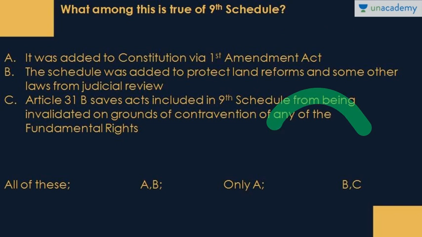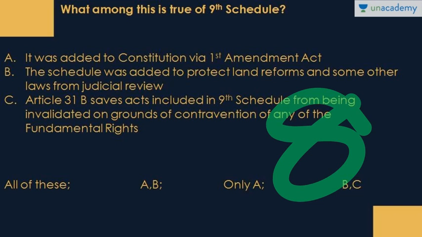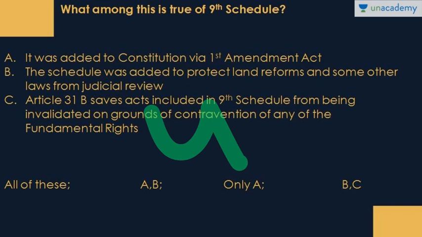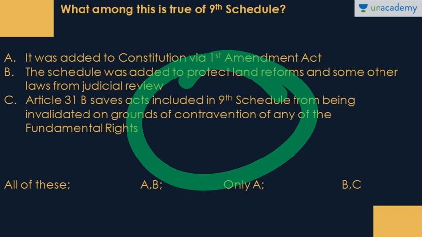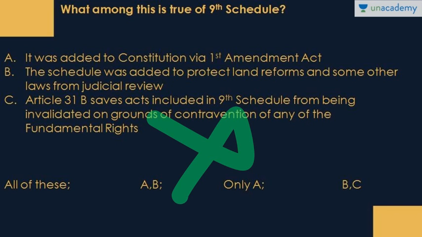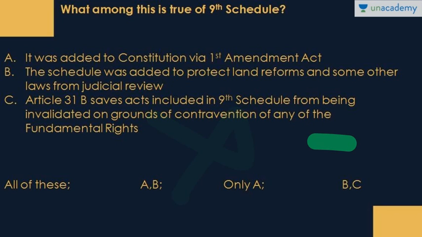Earlier there used to be only 8 schedules, but after the Constitution got implemented, 4 other schedules were added, making the total number 12. So the 9th was added via First Amendment Act. If you look at B, the schedule was added primarily to protect land reforms as well as certain other laws and acts from judicial review. Point C is wrong. Why? Because it doesn't protect any of the fundamental rights.